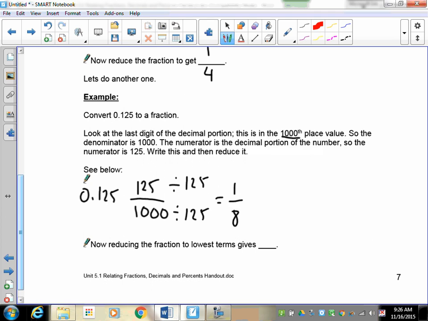All right. Got to catch up my notes here so I don't go too far. All right, so reducing the fraction gives you 1/8.